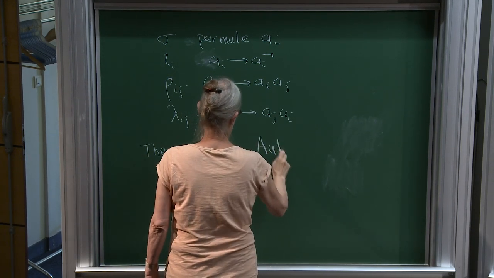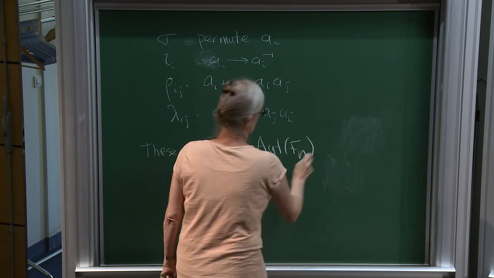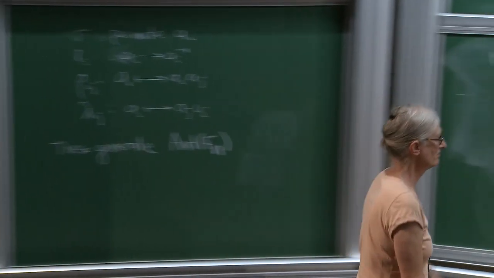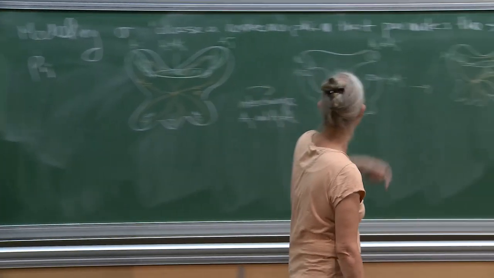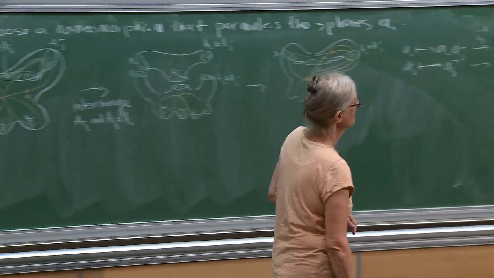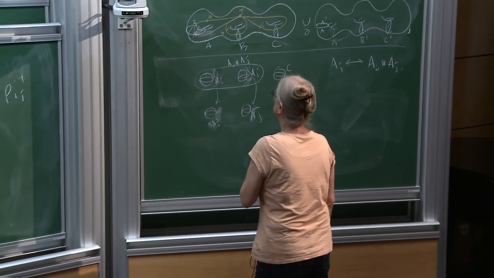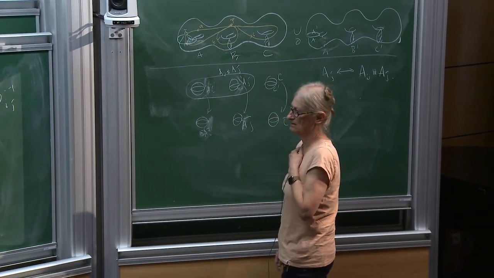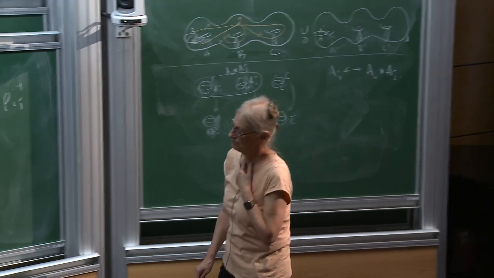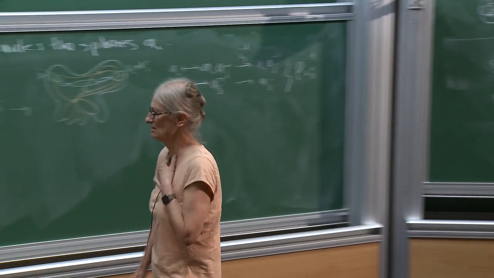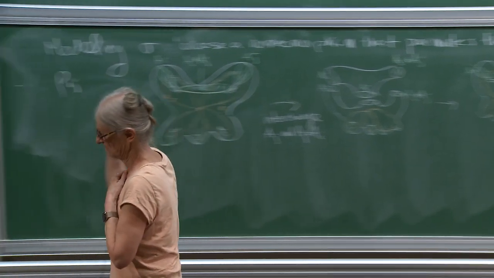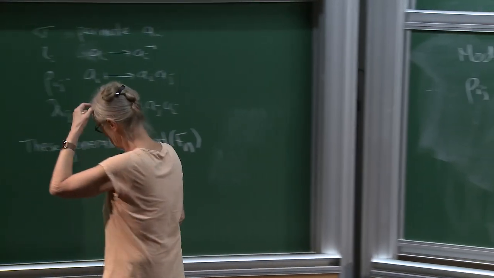Out of Fn. I should point out here that I have been drawing a base point in my pictures, but I really don't think about these homeomorphisms as necessarily preserving base points. So I usually think about outer automorphisms instead of automorphisms. But maybe it's easier to see the automorphisms.